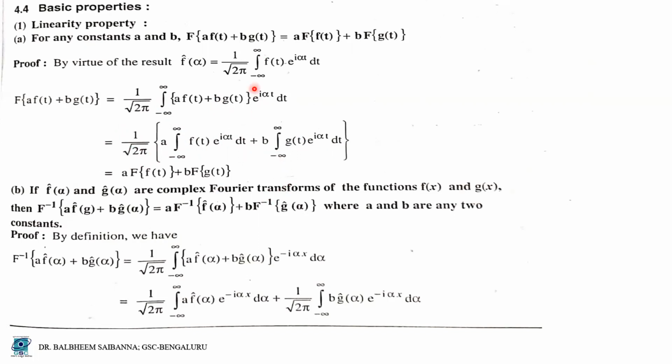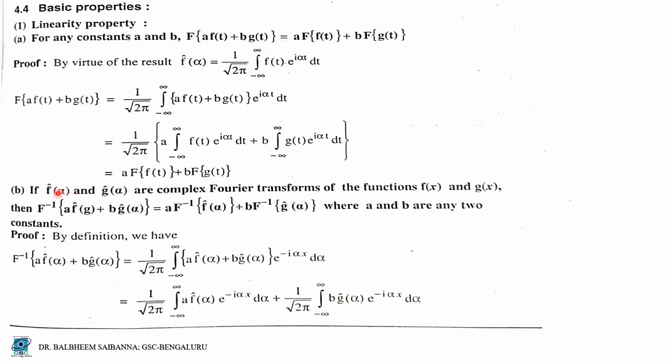Then using the definition, the f cap alpha can be written as F of f of x. Here t is the variable and a is a constant, then 1 divided by square root of 2 pi, integral over minus to plus infinity of f of t e to the power of i alpha t, we are writing f of t. It is the definition of the complex Fourier transform. This is the same, you write b F of g of t. Now this is part A of the linearity property. Next, go to the second one.